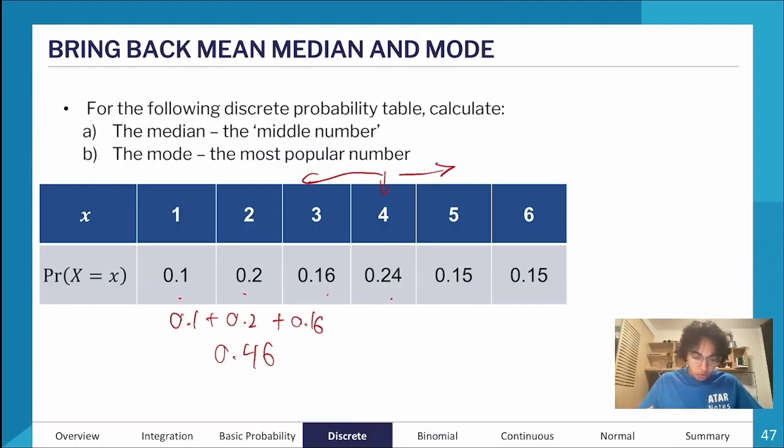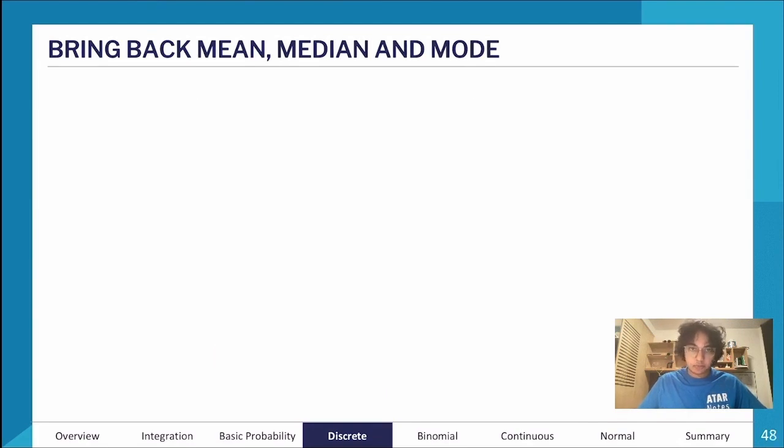And to work out the mode, I want the most popular number, or the number with the highest percentage chance of happening. If I look at these, 0.24 has the highest chance of occurring, and so that must be the mode, right? And so your answers for both A and B are 4.